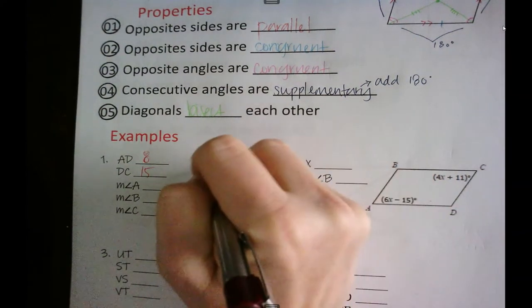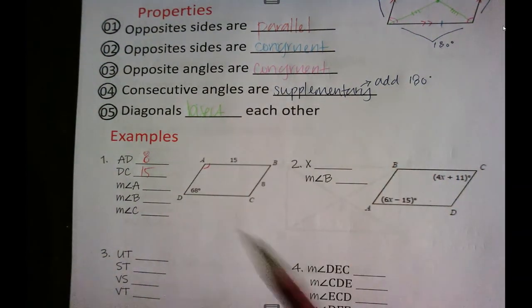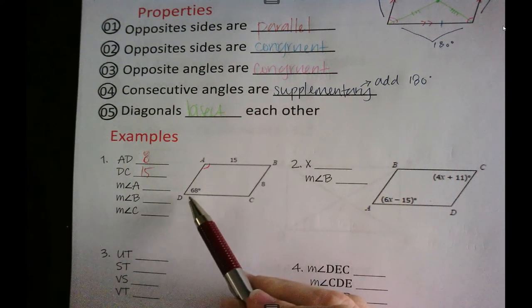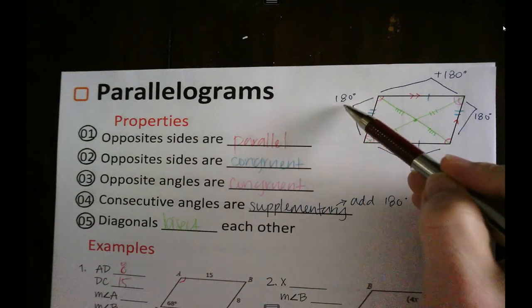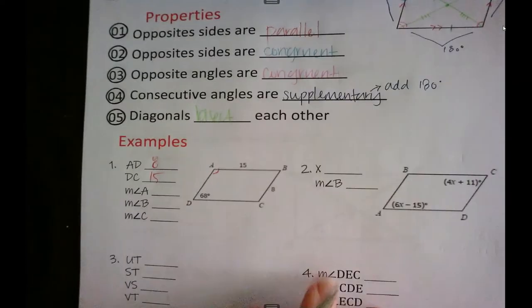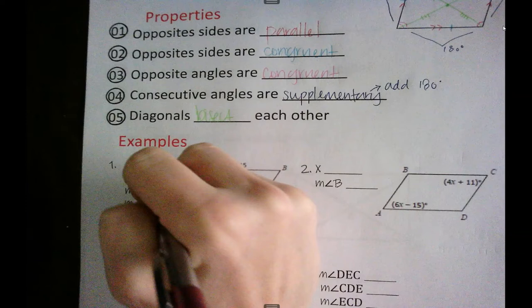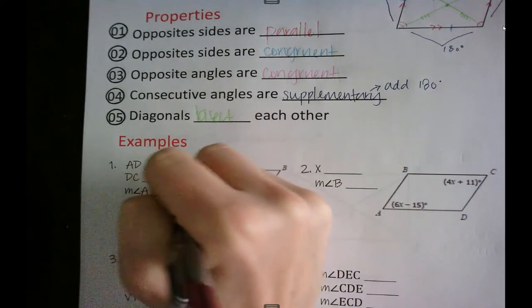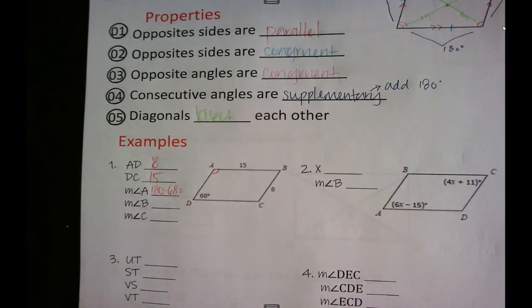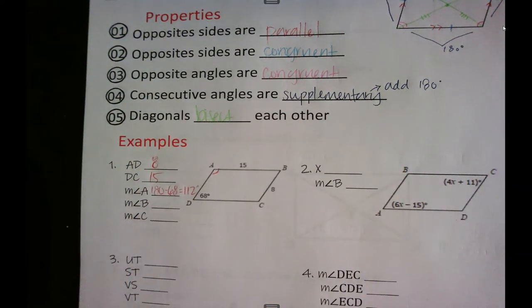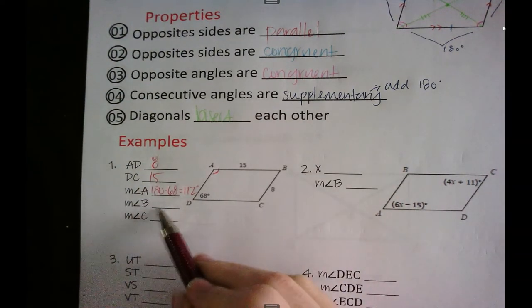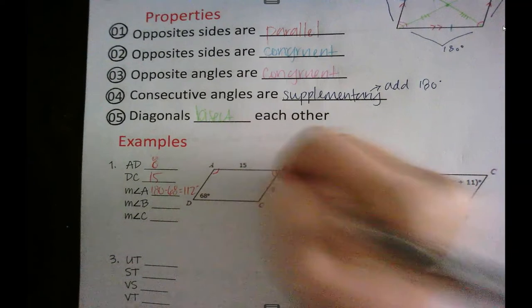All right. We want to know the measure of angle A. So what is this measure? We're given that angle D is 68, and we know that these two angles here are going to add up to 180. So in order to find A, I'm going to take 180 minus my 68, and that's going to give me 112 degrees.